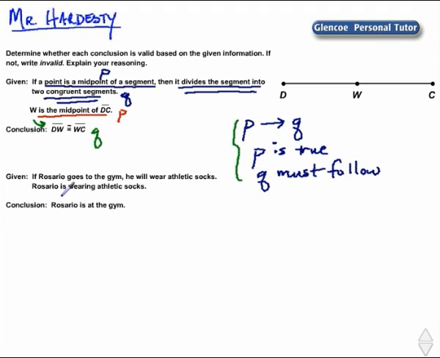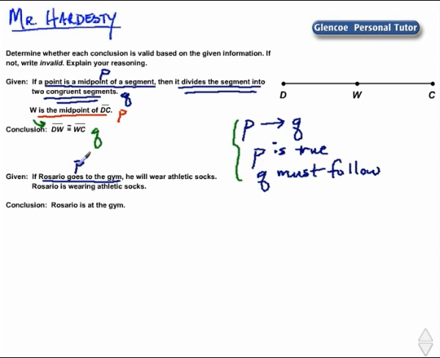Given: If Rosario goes to the gym, he will wear athletic socks. Rosario is wearing athletic socks. Conclusion: Rosario is at the gym. Does this support the steps of detachment? Let's try our if-then evaluation.